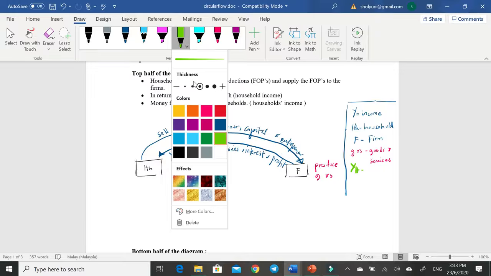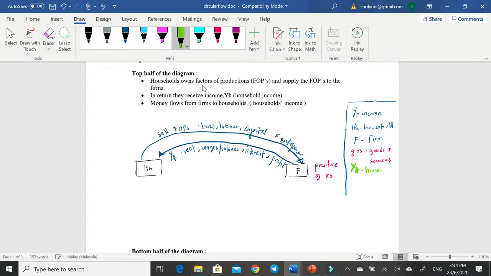Sekejap ni saya tukar tik dia, tebal sangat. Okay, household income.